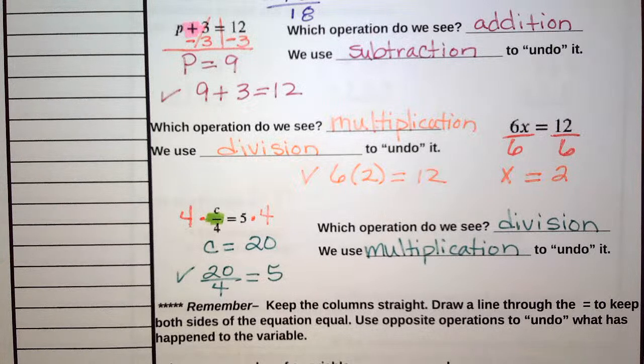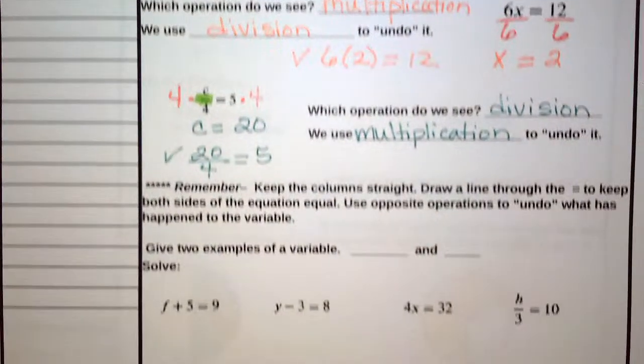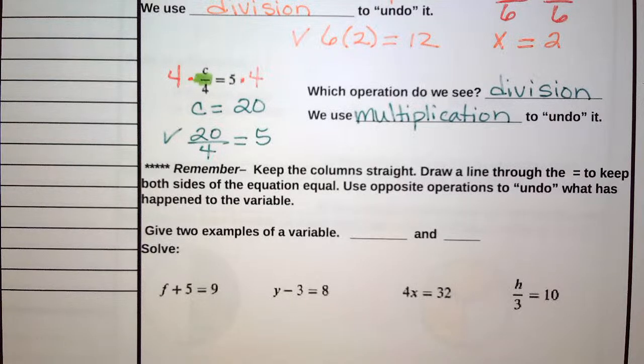So the whole time you're working on one-step equations, you're asking yourself, what operation undoes what I've just seen? So remember, keep the column straight. Draw the line through the equal signs to keep both of the sides of the equation equal. Use opposite operations to undo what has happened to your variable. Now, what is a variable? Give me 2 examples of a variable.